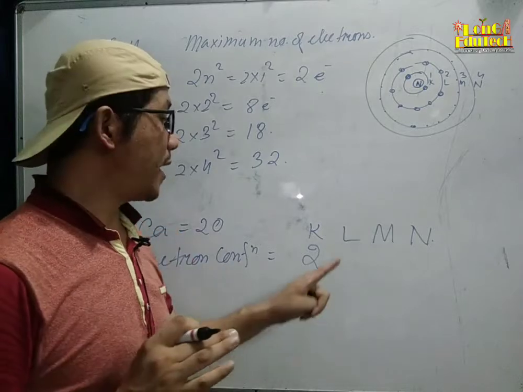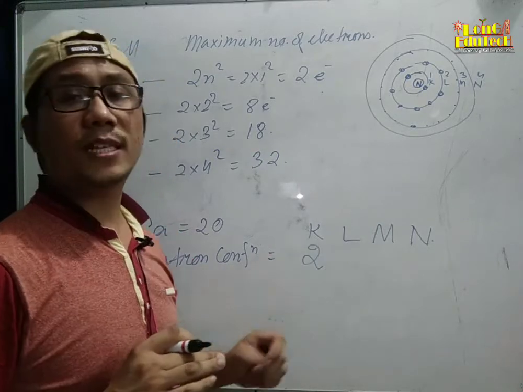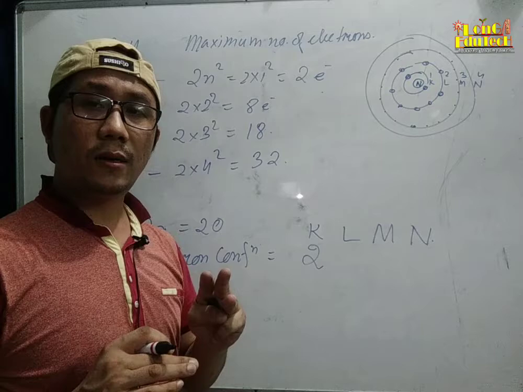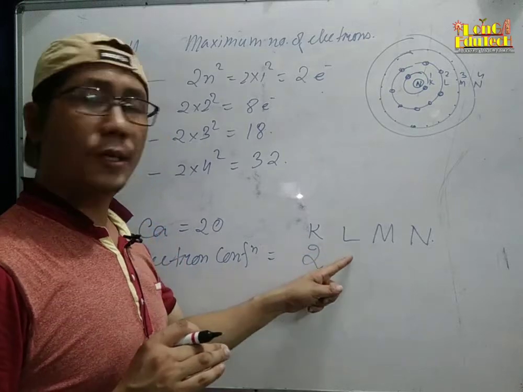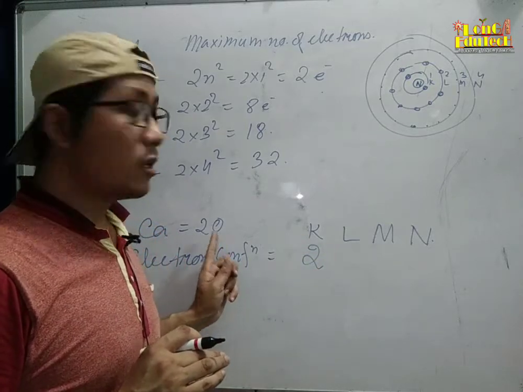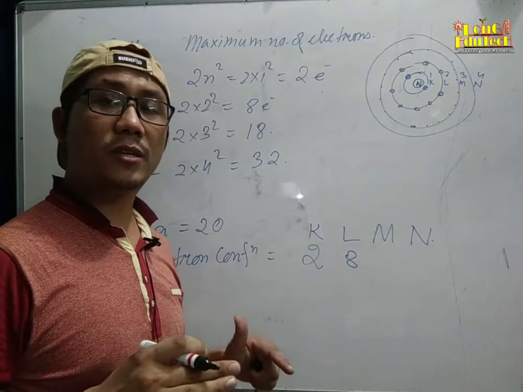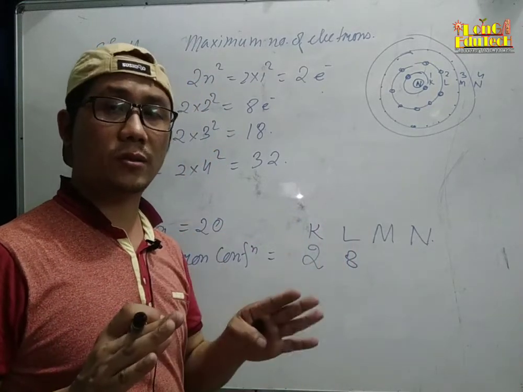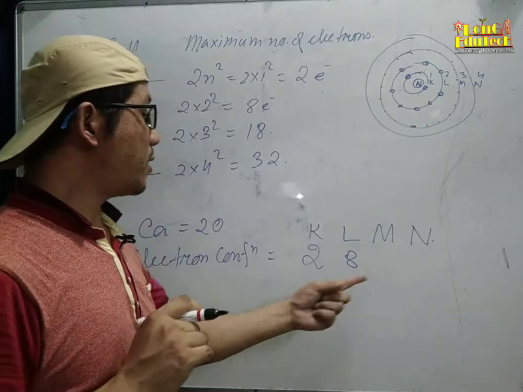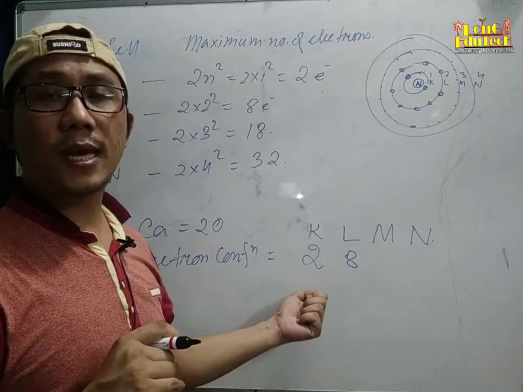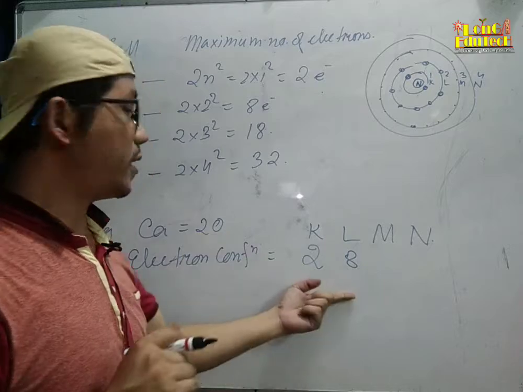So like that, the L shell also has a maximum capacity of 8. If you don't have enough, then you can give less, but we have 20 here, isn't it? So L will also take 8. If you have sufficient electrons, it will not take more or less, it will take exactly 8. Then 2 plus 8, that is already how much? That is 10 already, out of 20.